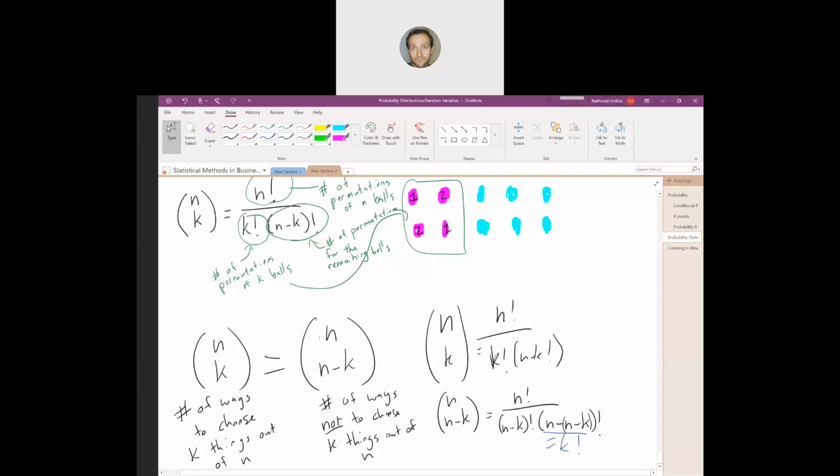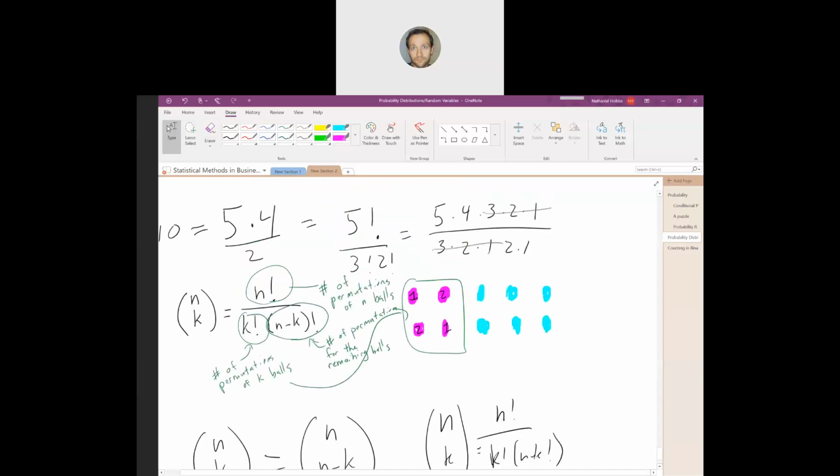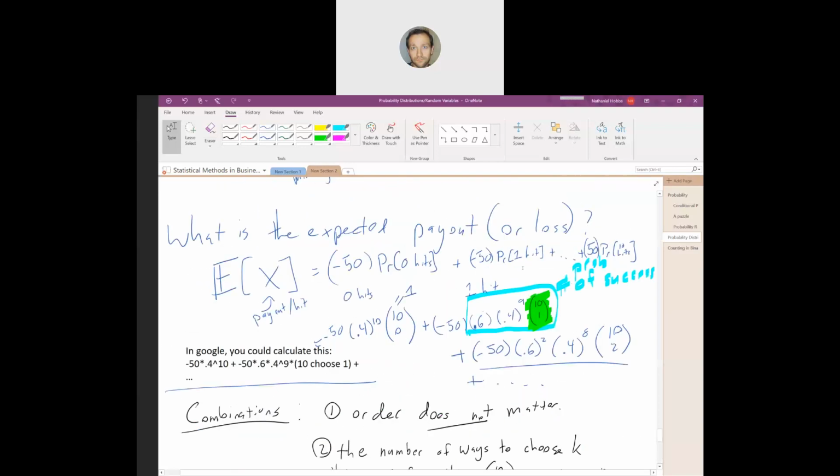So this question of would K go up every time you have more hits? Yes, with the way that we're expressing it here, because K is the number of times that he hits the ball.